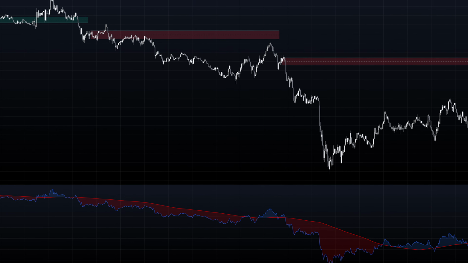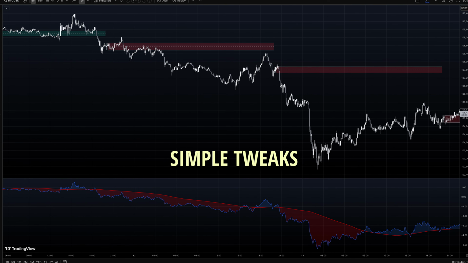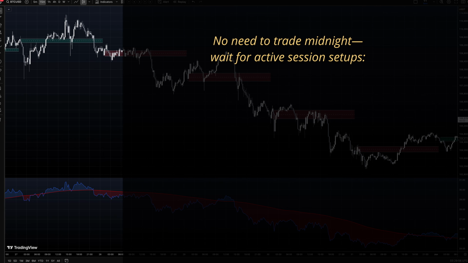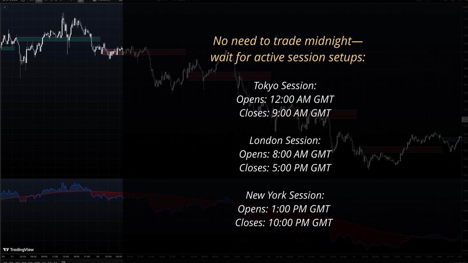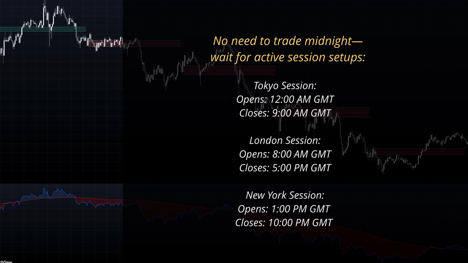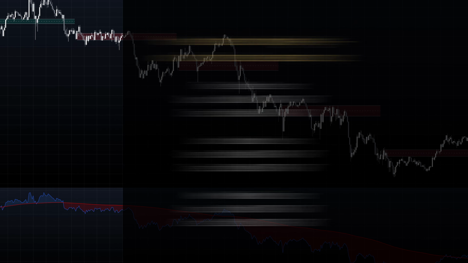This strategy also works well for crypto with a few simple tweaks. Since crypto trades 24/7, we use midnight UTC as the session's start to define the opening range, keeping the default 15-minute period. You don't need to trade at midnight, just let the range form then and watch for breakout setups during your preferred active sessions, like the London, New York, or Asia opens.